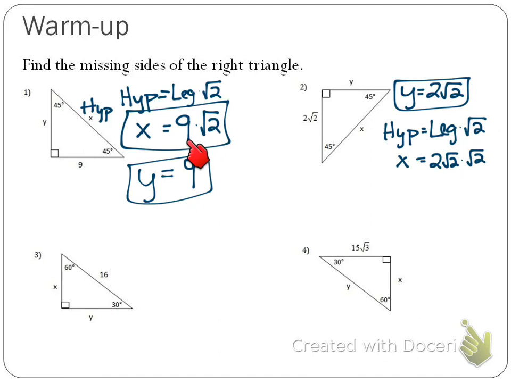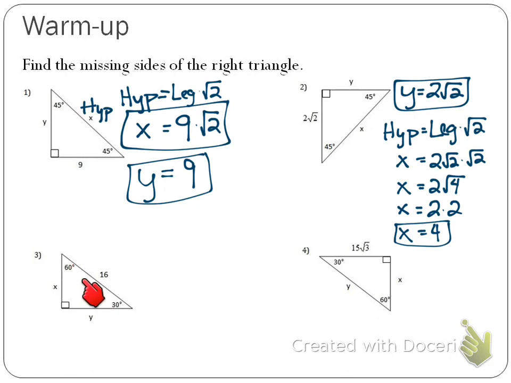In the previous example, notice I just had a coefficient and a radical. I cannot multiply those. One's a coefficient, one's a radicand, can't do it. In this one, however, I have two radicands. I'll take the square root of 2 times the square root of 2, which we know is going to be the square root of 4, which is the same as being a 2. So x is equal to 4.